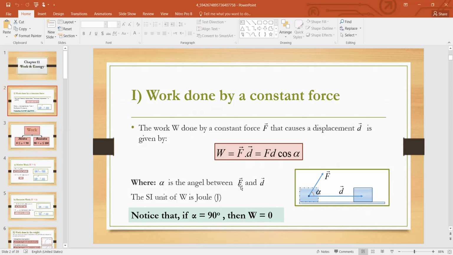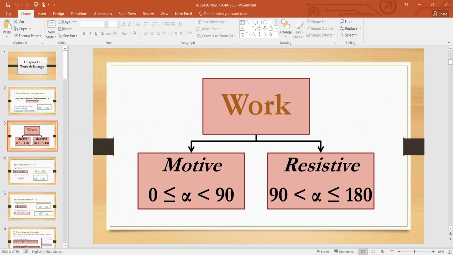Note that if alpha equals 90, then cosine alpha equals cosine 90 equals 0, and W equals 0 joule. So any force F which is perpendicular to the displacement, since alpha equals 90, has no work. Work is of two types, motive work and resistive work. Motive when alpha is between 0 and 90, and resistive when alpha is between 90 and 180 degrees.